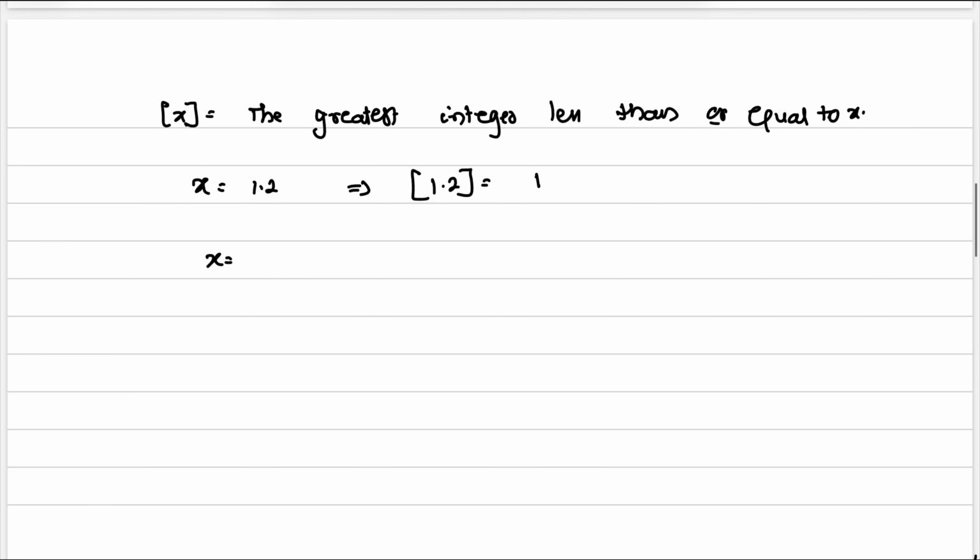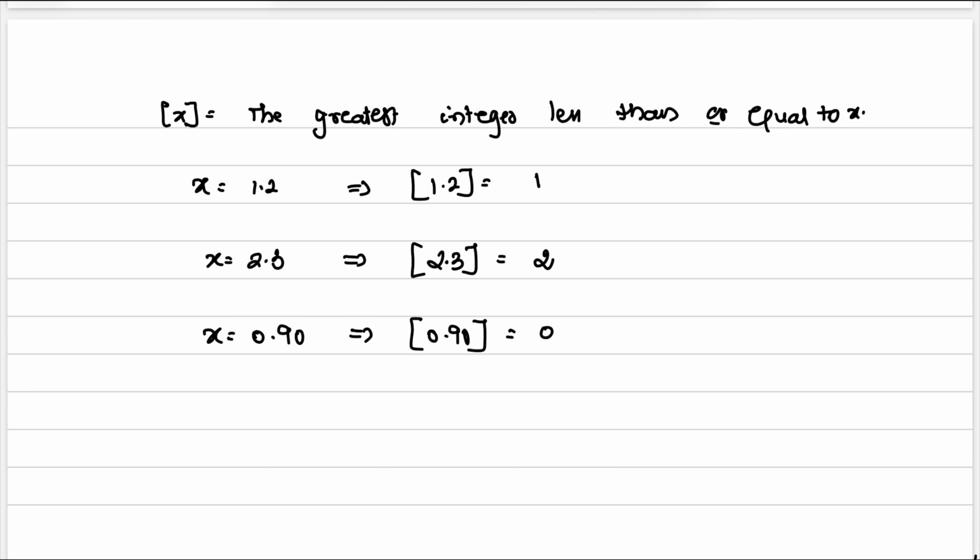If x is equal to 2.3, the greatest integer less than 2.3 is 2. If x is equal to 0.9, what is the greatest integer less than 0.9? That is equal to 0.